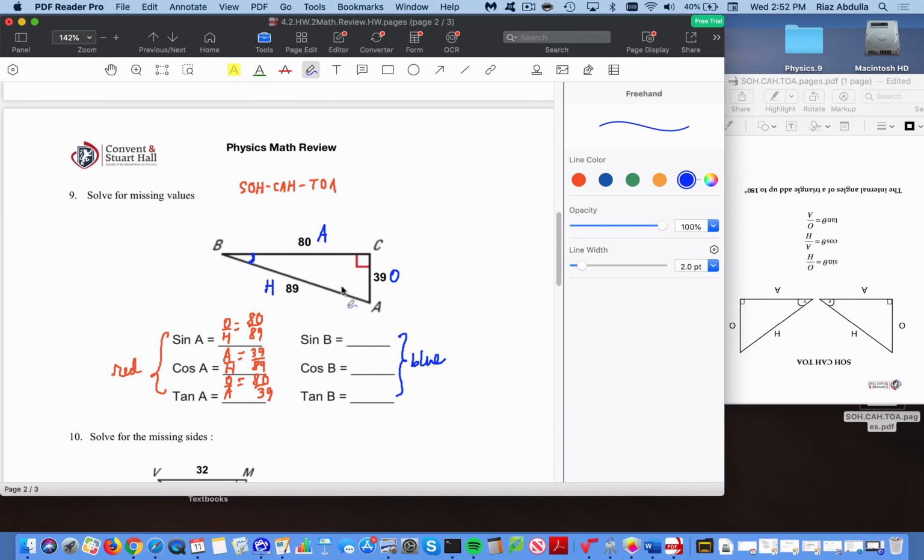So the sine of B is going to be the opposite over the hypotenuse, and that's going to give us 39 over 89. The cosine of B, cosine, adjacent over hypotenuse, is going to be 80 over 89. And lastly, tangent is going to be opposite over adjacent, so that's going to be 39 divided by 80.